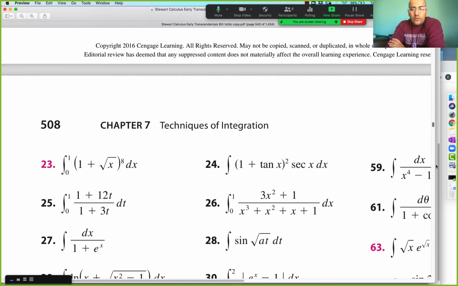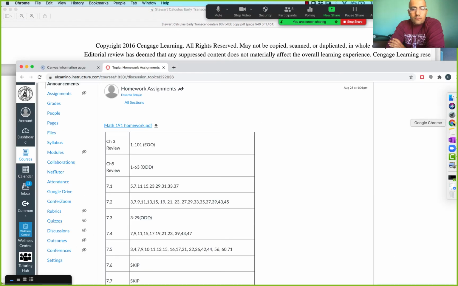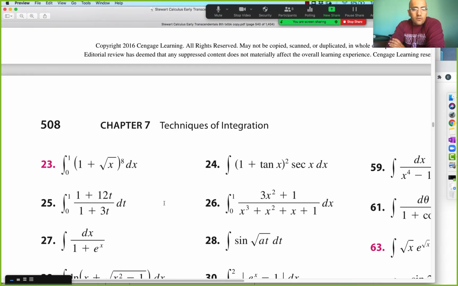So 22, 26, 26, 42. Well, just looking at it right away, we think partial fraction decomposition, right? So let's see. First of all, the degree of the polynomial in the numerator is smaller than the degree of the polynomial in the denominator. So it's a proper rational function, so we don't need to divide it first.